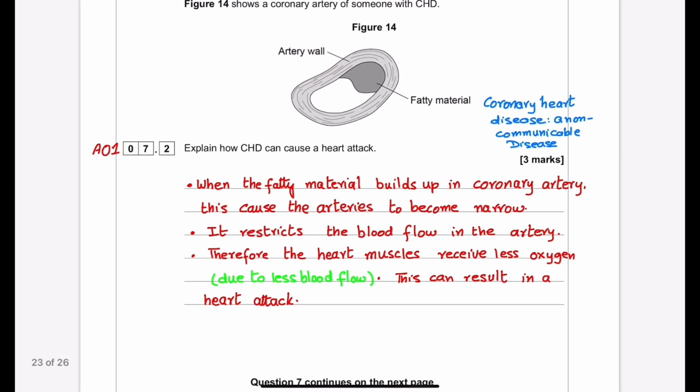When the fatty material builds up in the coronary artery, this causes the arteries to become narrow, so the path is getting narrow. It restricts the blood flow in the artery, so less blood will flow through here. Therefore, the heart must receive less oxygen. So the heart is getting less oxygen due to the less blood flow. This can result in a heart attack. If you write these 3 points, then you are able to get the full 3 marks.